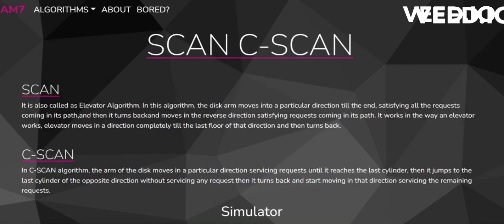The C-scan algorithm, on the other hand, only moves in one direction and serves requests in that same direction only. After reaching the end of the disk, it immediately returns to the starting point without serving any requests along the way. This ensures that all requests in one direction are completed before moving on to the next direction, which can be advantageous in certain scenarios.